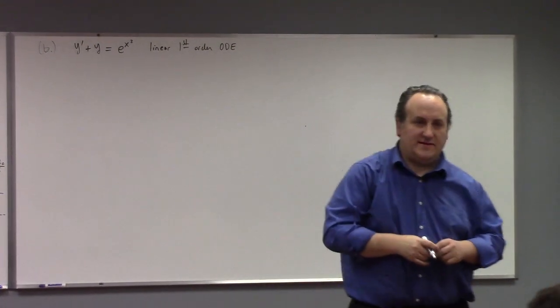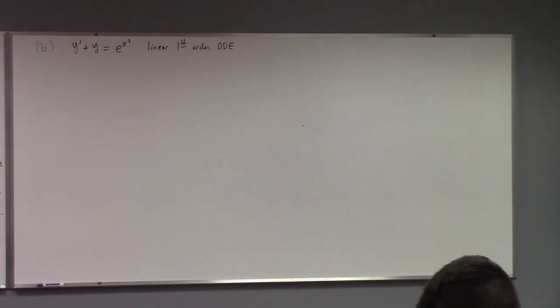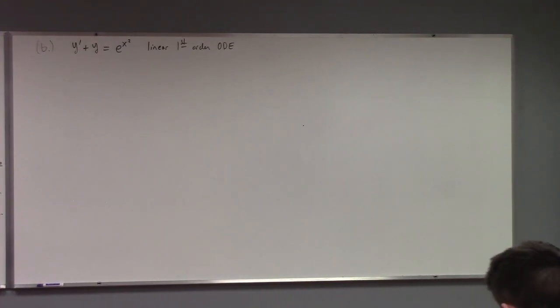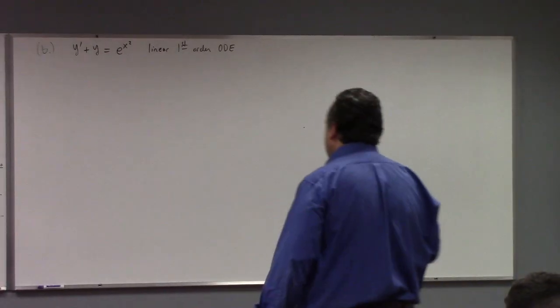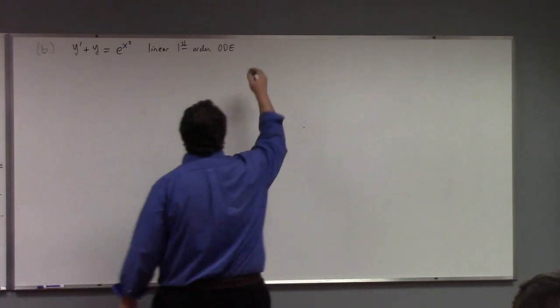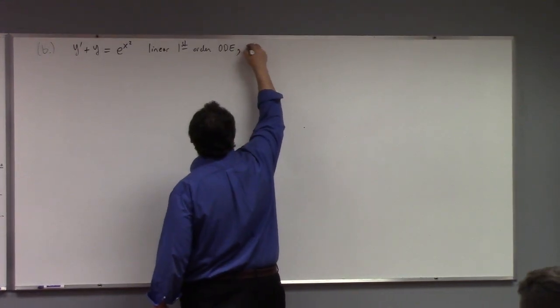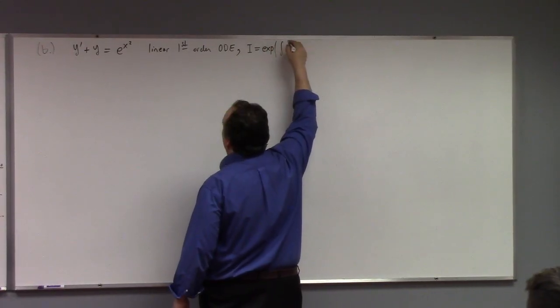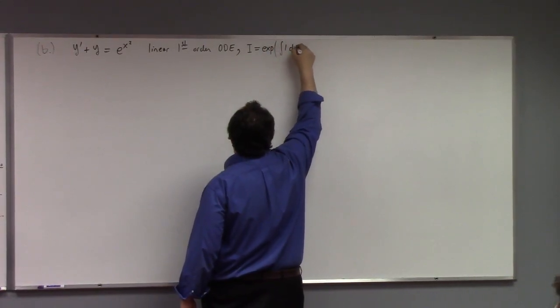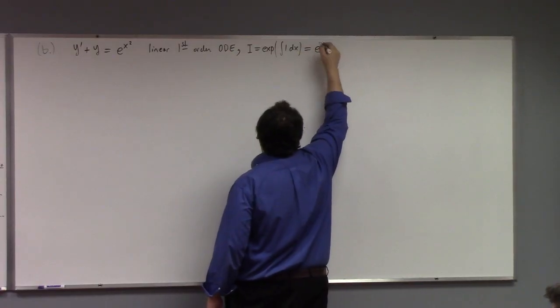We'll start reviewing for the final now, right? Remember test 1? Remember calculus 2? Calculus 2, you should have seen this. This is the integrating factor method, right? The integrating factor method. What's the integrating factor here? I equals exponential the integral of 1 dx, so apparently just e to the x, right?